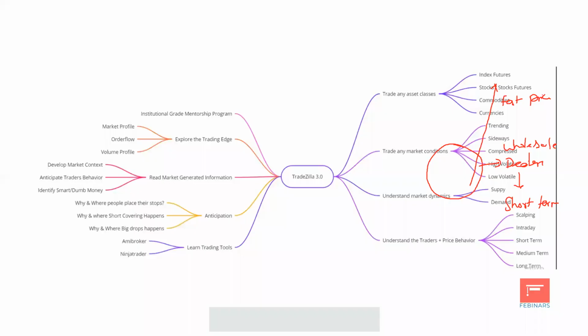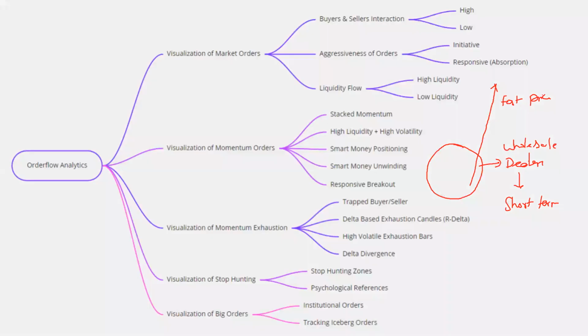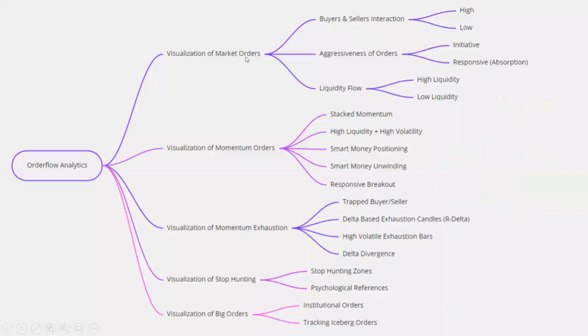Coming back to the topic here, in Orderflow analytics we will try to cover the core principles: what we are going to do with the Orderflow, where the momentum orders are coming in, where the momentum exhaustion is happening, where the stop hunting is happening, where the big orders are coming in, and the importance of those big orders, especially where institutional algos are running. We will focus on those algo levels as well.